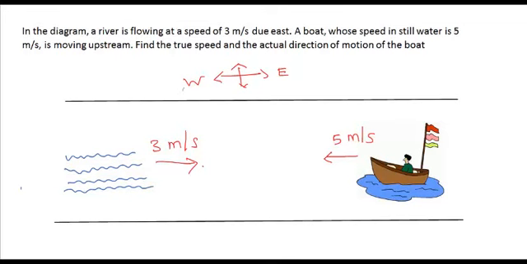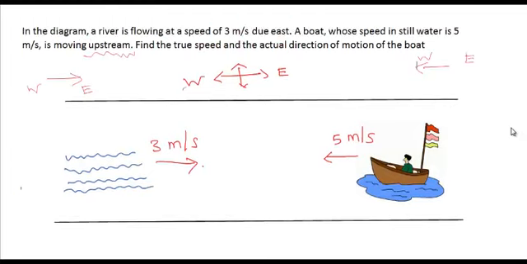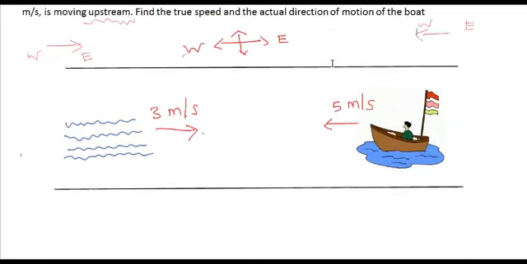Note the term upstream. Hope you know the difference between upstream and downstream. The water flow is from west to east, right? And the boat is going upstream, that is, the boat is moving from east to west. If it is downstream, it goes along with the water flow. So now the question is, find the true speed and the actual direction of the motion of the boat.